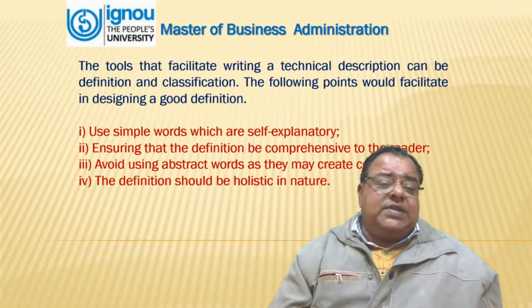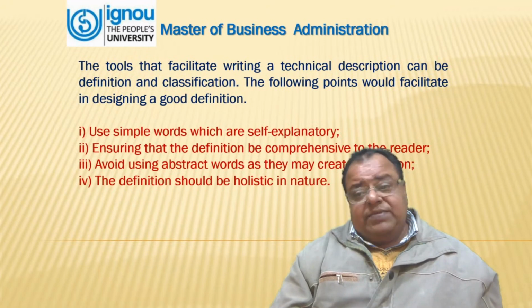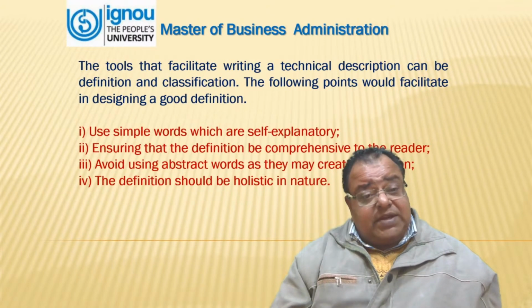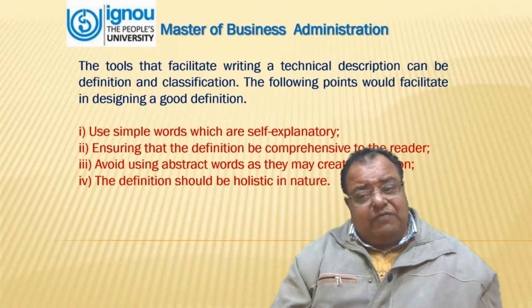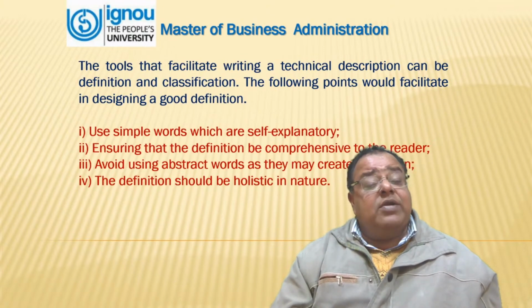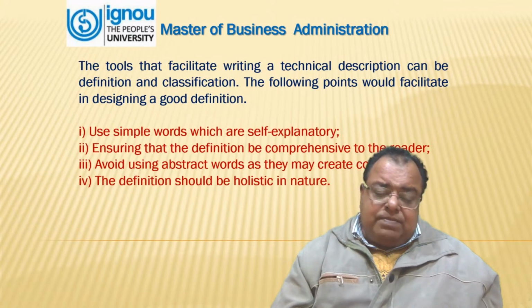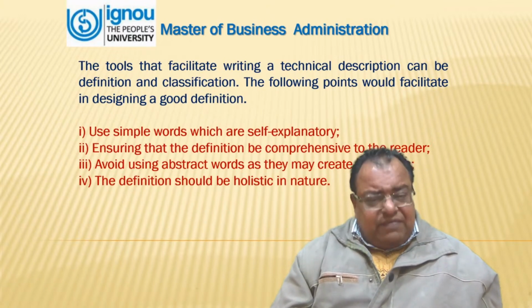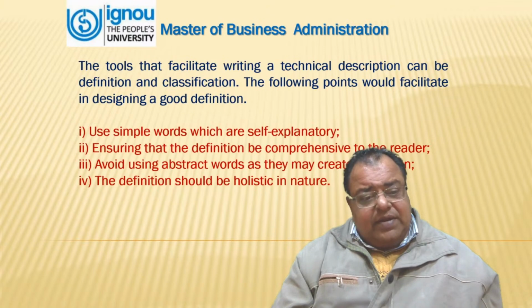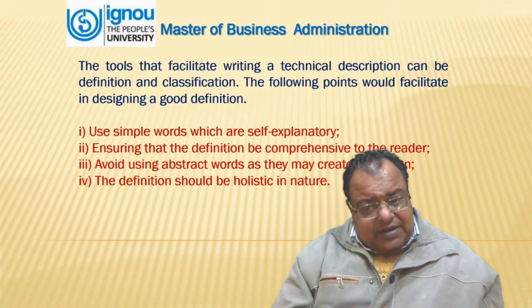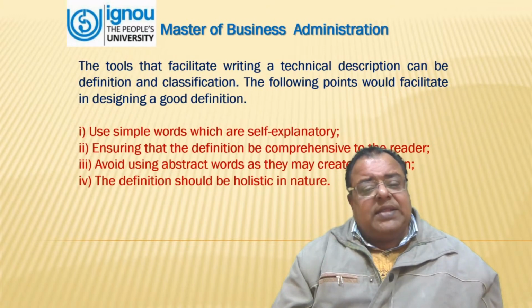The tools that facilitate writing a technical description can be definition and classification. The following points would facilitate in designing a good definition. Use simple words which are self-explanatory, ensuring that the definition is comprehensible to the reader. Avoid using abstract words as they may create confusion, and the definition should be holistic in nature.